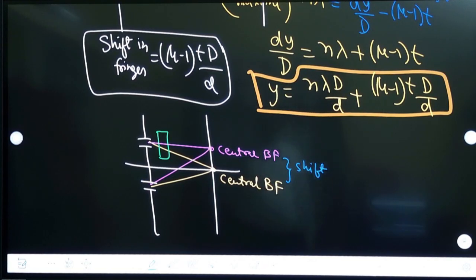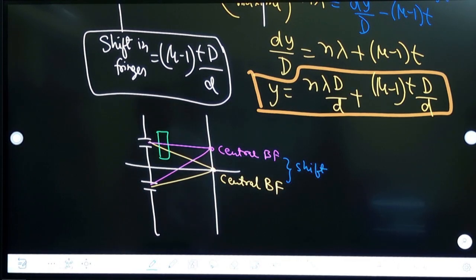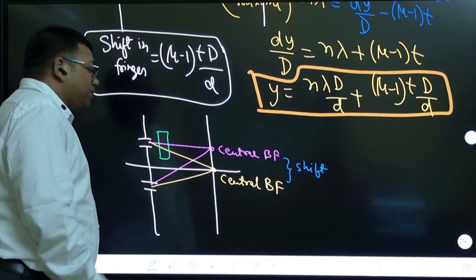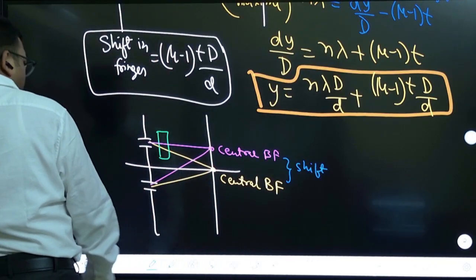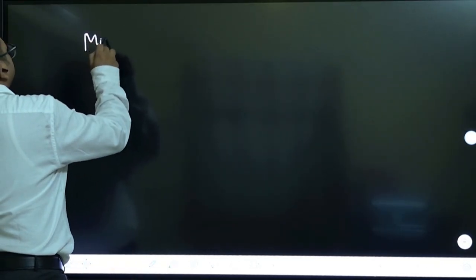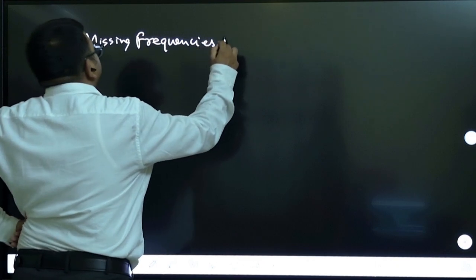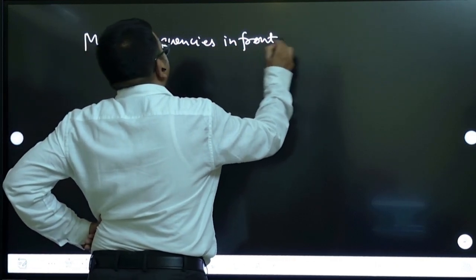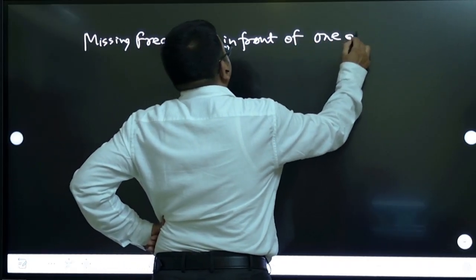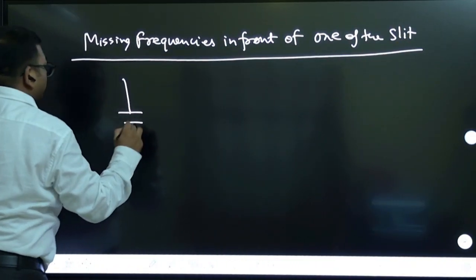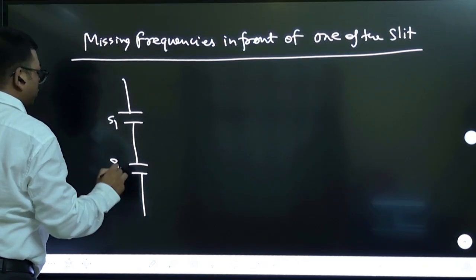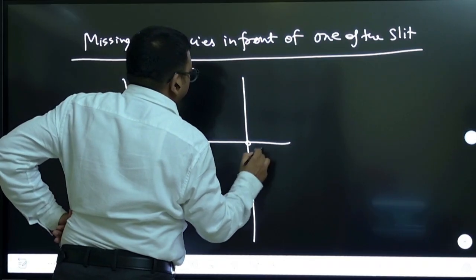Right, so that's a very important result. So the shift we have completed. The YDSE setup is there. Now there is a question of missing frequencies. Let us take that missing frequency in front of one of the slits. So suppose we have two slits S1 and S2, and this is the central bright fringe.